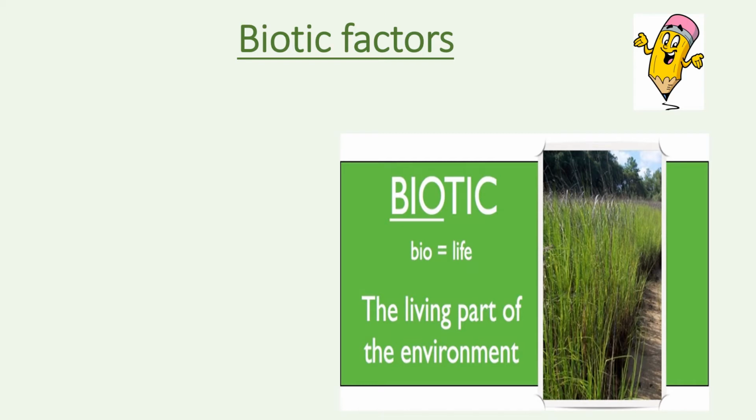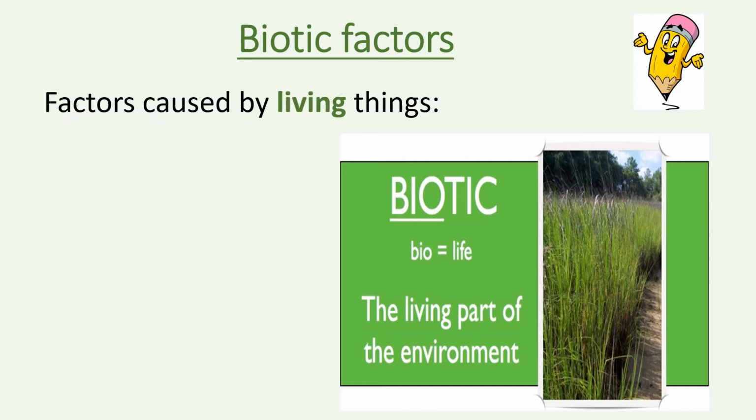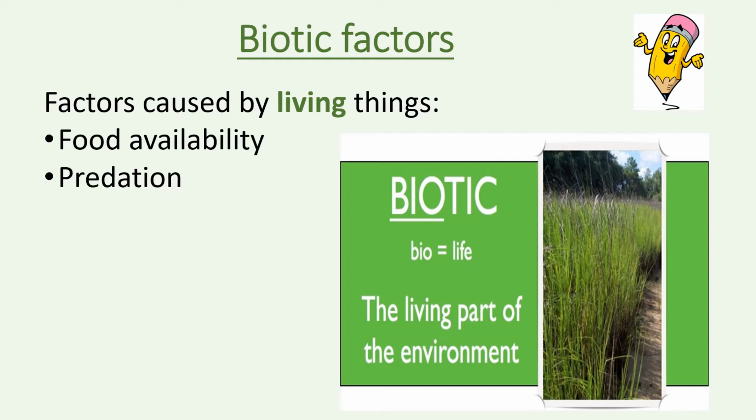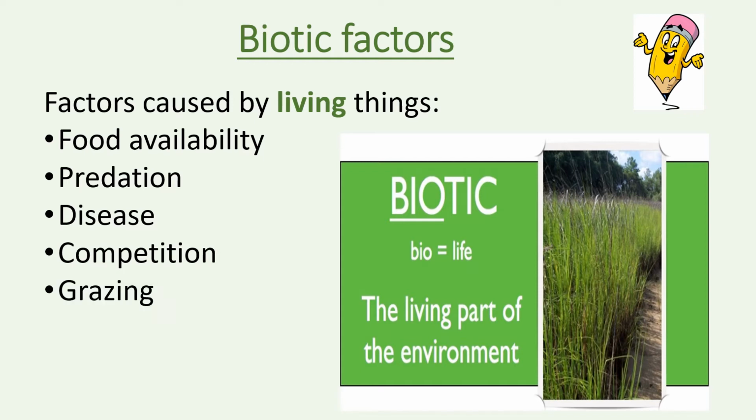Another term you should be familiar with from third year is the term biotic factors. So pause the video and try to write down the definition of biotic factors and try to give some examples of it. You should have a hint by the diagram at the bottom. So the answer is that biotic factors are factors caused by living things. So examples include food availability, predation, so when an animal hunts another animal, disease, which is caused by bacteria, fungi, etc., competition, and grazing. So all of these are affected by living things.